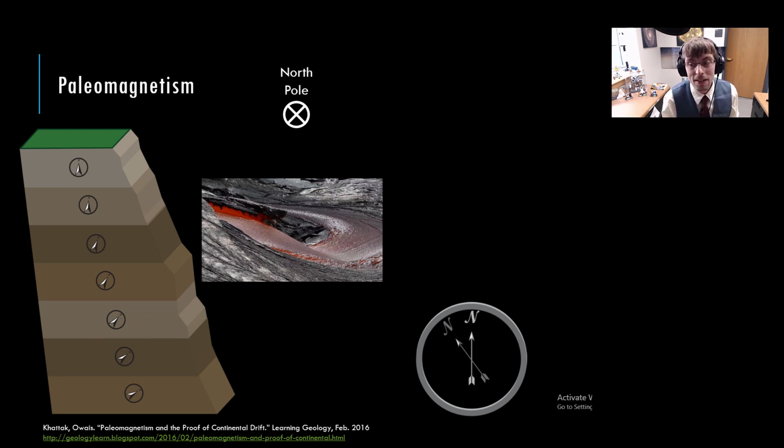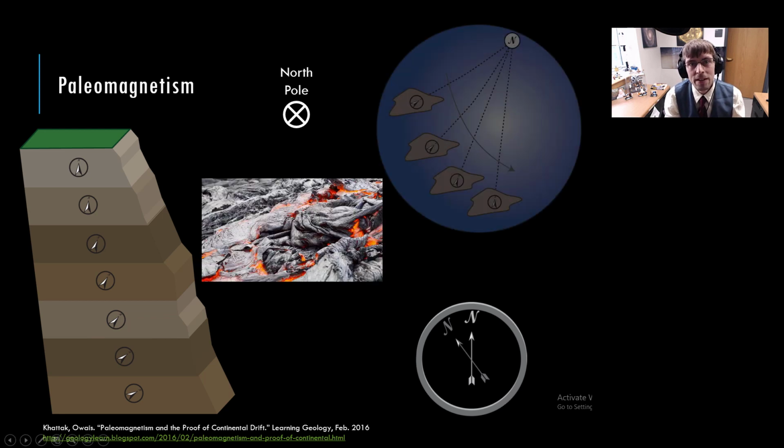And so what's happening is this molten rock, when it's liquefied, those iron filings are free to rotate and align themselves with north. But once that rock cools down, it locks the iron filings into place. Right? They won't rotate anymore. It's not a liquid, it's a solid. And so that's how you lock it into place. And then you get new layers on, et cetera, et cetera. So here we go.